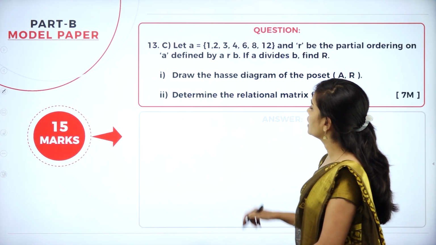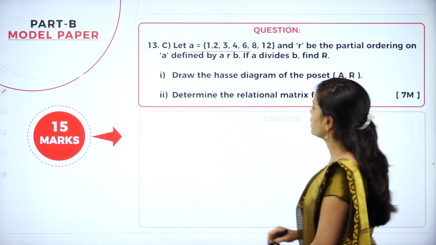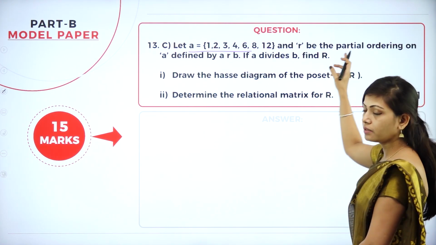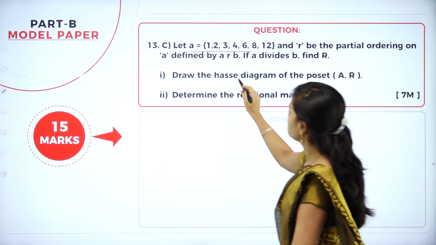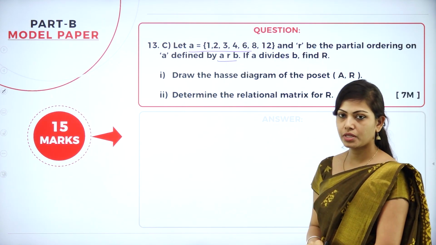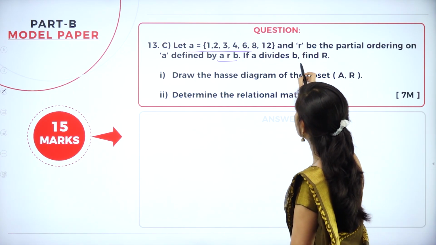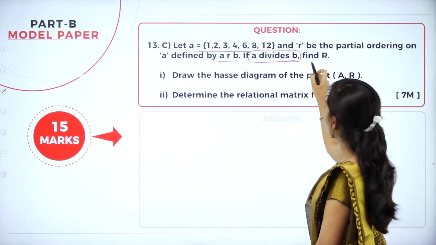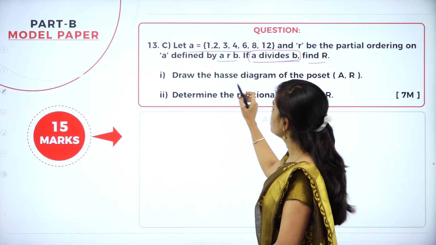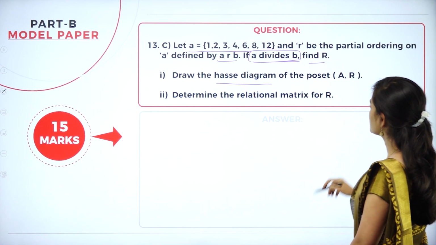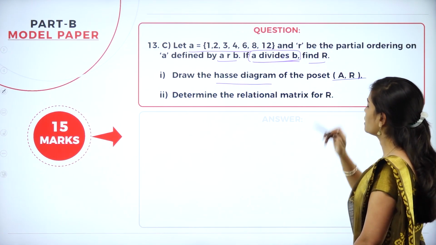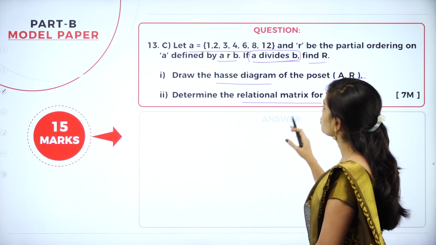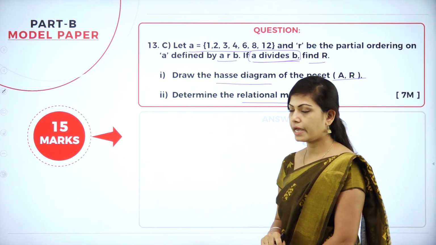And the next question is: let A equal {1, 2, 3, 4, 6, 8, 12} and R be the partial ordering on A defined by A R B if A divides B. So this is very important. If A divides B, find R. Draw the Hasse diagram of the poset A, R and determine the relational matrix of R. So now how to draw a Hasse diagram?